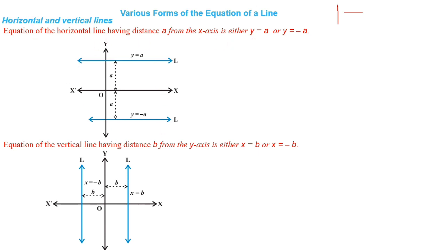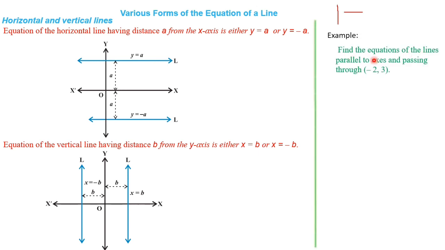Horizontal line means it will be crossing the y-axis. So we say that y is equal to a constant, maybe a number a or b or something like that. Then if it is downside, it is minus, that's all. Then vertical, if you check, it will be crossing the x-axis. So since it is crossing the x-axis, we will say that x is equal to a constant. If it is on the right side it is plus, if it is on the left side it is minus, that's all. Let's check an example.